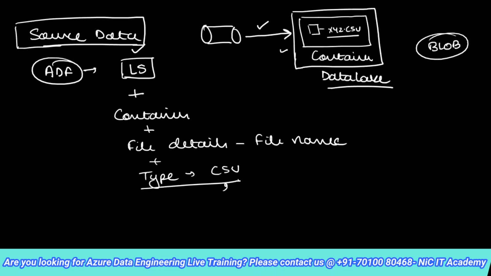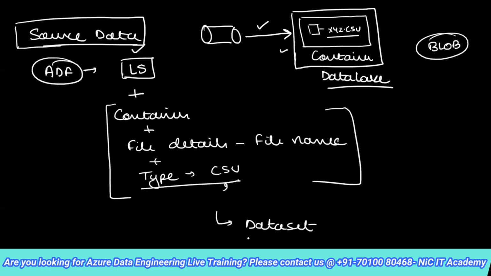Within the data lake, where is my file? What is the name of the file? What is the type of the file? Right? All of those details I also need. These details, together with the link service, become your data set. Source data set in this case.